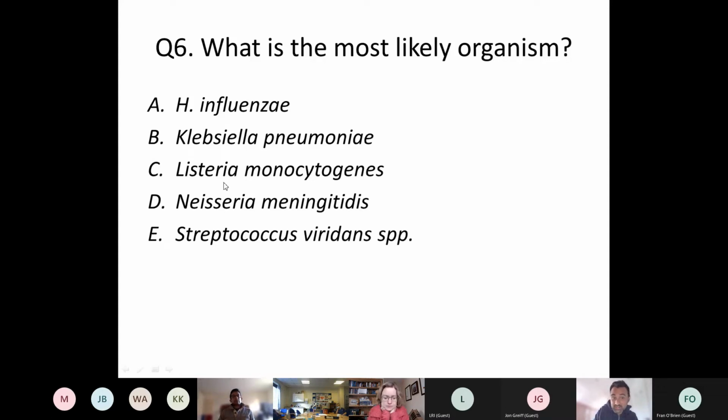Listeria is actually a gram-positive bacillus. So again, not many gram-positive bacilli to be aware of. Most of the ones you'll come across are gram-negatives. Strep viridans associated with endocarditis. It's a gram-positive coccus again. So this is a Neisseria.